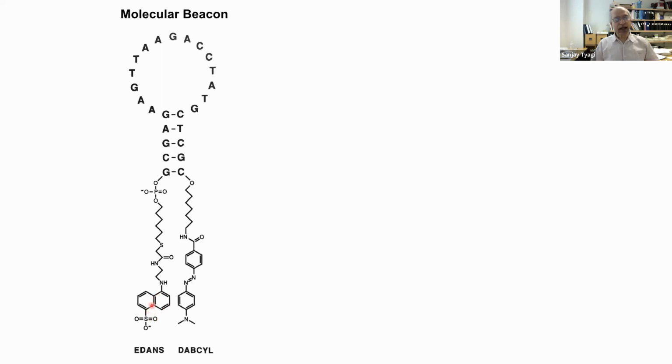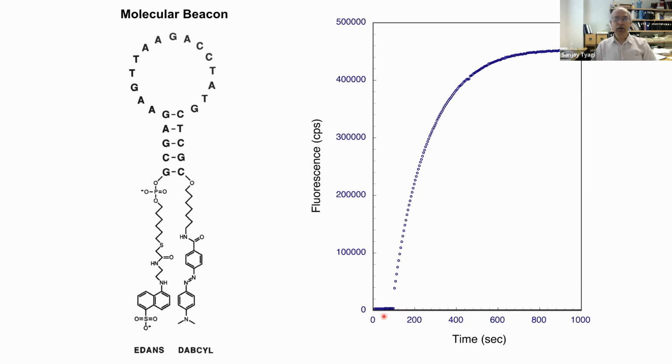The two were chosen carefully because for efficient FRET, fluorescence resonance energy transfer, to take place, the absorption spectrum of the acceptor, which in this case is Dabsyl, should nicely overlap with the emission spectrum of the fluorophore. And so this dye pair had those characteristics, and you could see the molecule had just the right features.